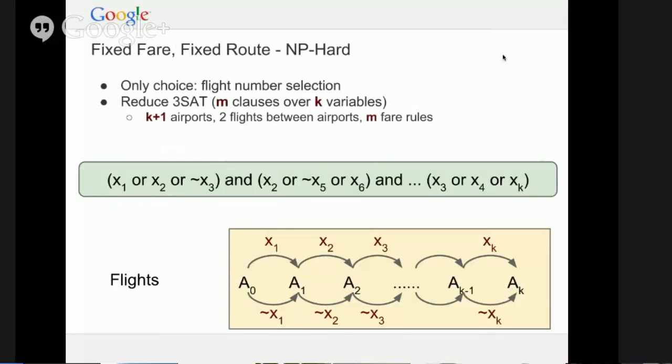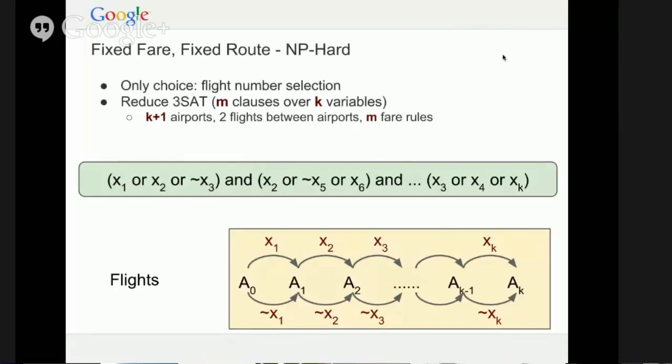Because consider the first case where you've got a fixed fare and you've got a fixed route. In this graph, for example, the figure here, you want to go from airport A0 to airport AK, and you know that you're going via airport A1 to A2, A3, and so on. And the fare is fixed. You know how much you want to pay. It's just that each of these fares have multiple choices of the flights you want to choose.